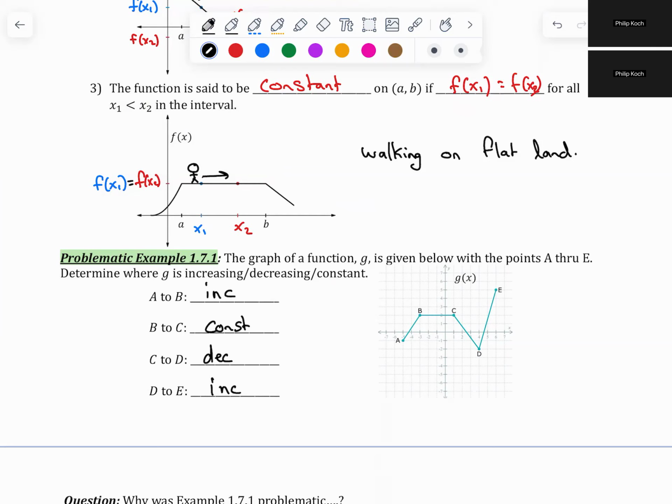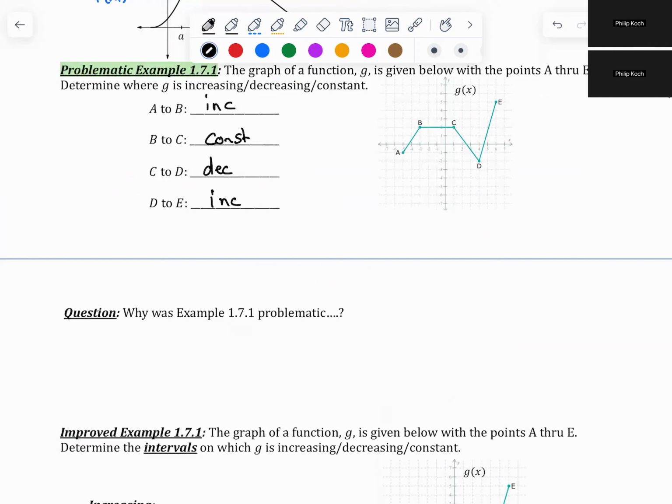So why is this example problematic? It has to do with two problems: one is a problem with mathematics, and the other one is a problem with the terminology.